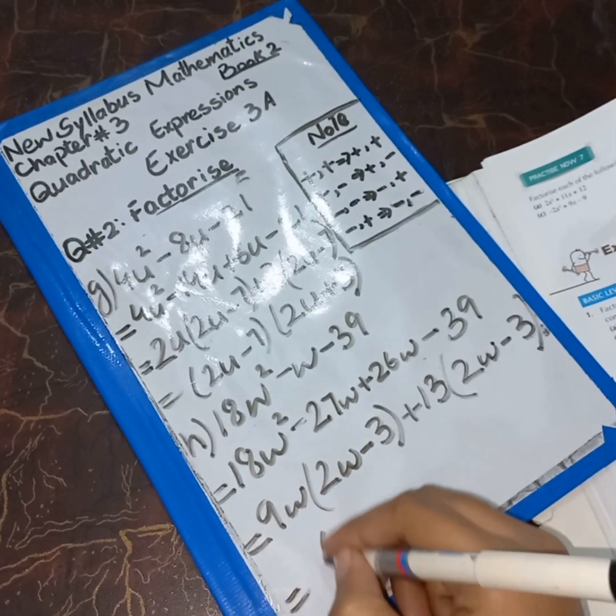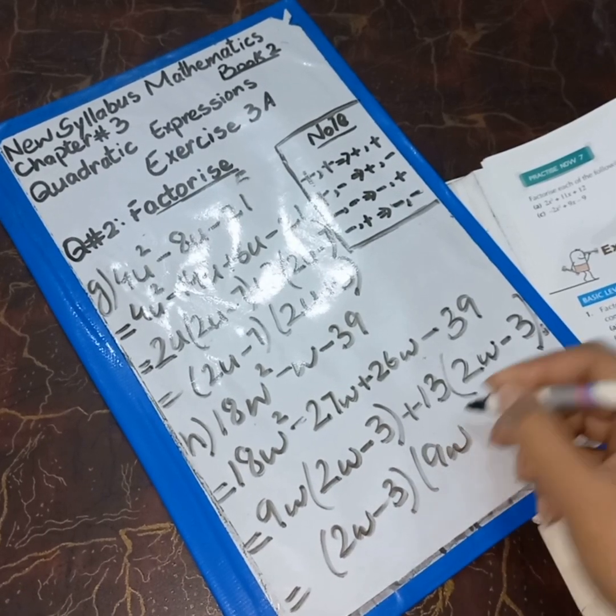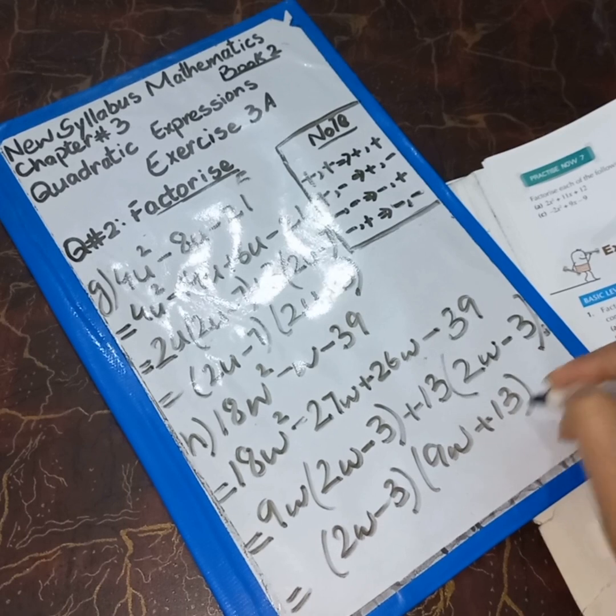Then the common factors you will write once, and the uncommon ones with this, like this.